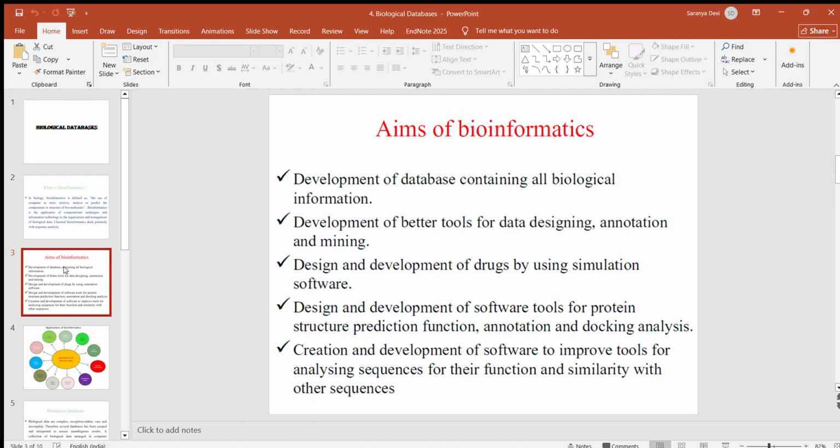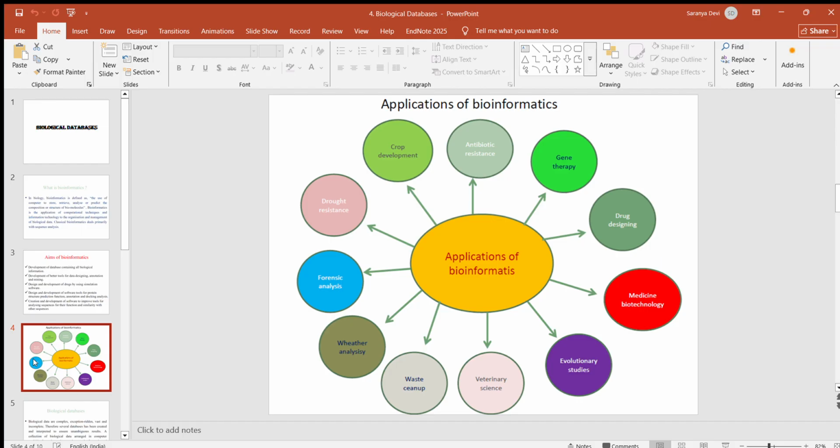The main aim of bioinformatics is to develop databases containing all biological information, and also to develop better tools for drug design, annotation and mining. It is also used for the development of drugs using molecular dynamics simulation software, and for developing software tools for protein structure prediction, function annotation and docking analysis. It is also used to improve tools for analyzing sequences, which are responsible for their function and similarity with other sequences.